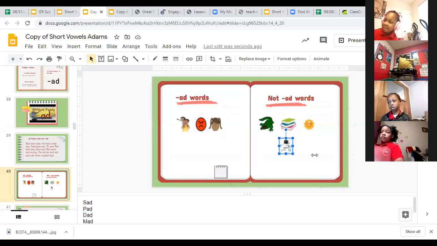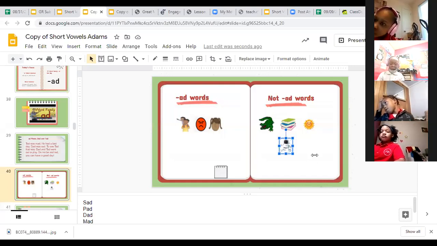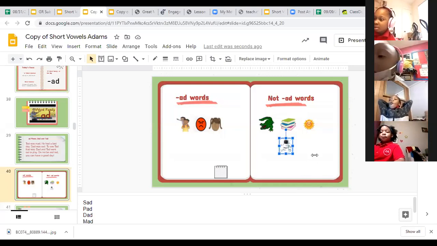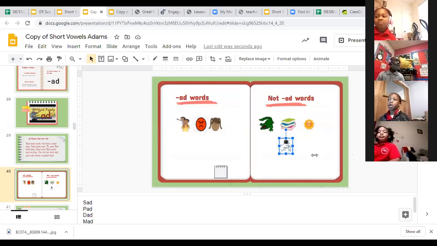You got it? Mackenzie, is the word pad an AD word or not an AD word? Does it belong to the AD family? The word pad. Add. Yes, perfect. Thank you, Mackenzie. Put it back on mute.